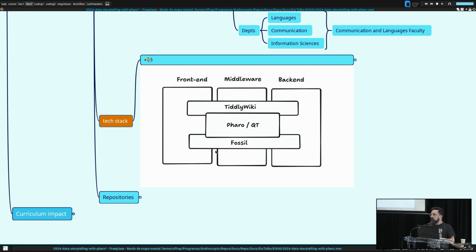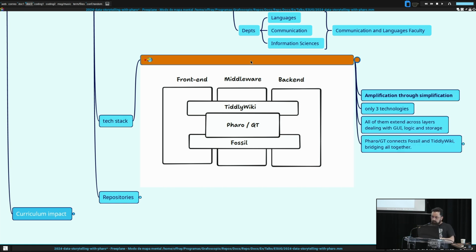Fossil is a versioning system. Think like a GitHub in a box. Pretty small also. It works with versioning and with publishing in the web. And Pharo/GT is bridging these 2 things together. And they work in the 3 fronts, like in the front end, in the middleware, and in the back end.